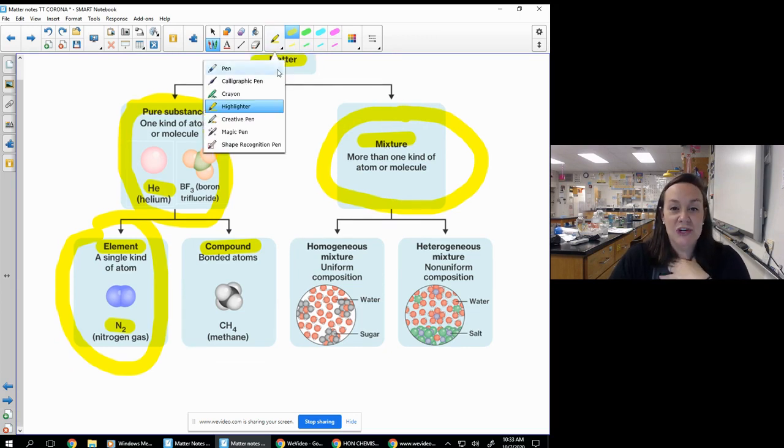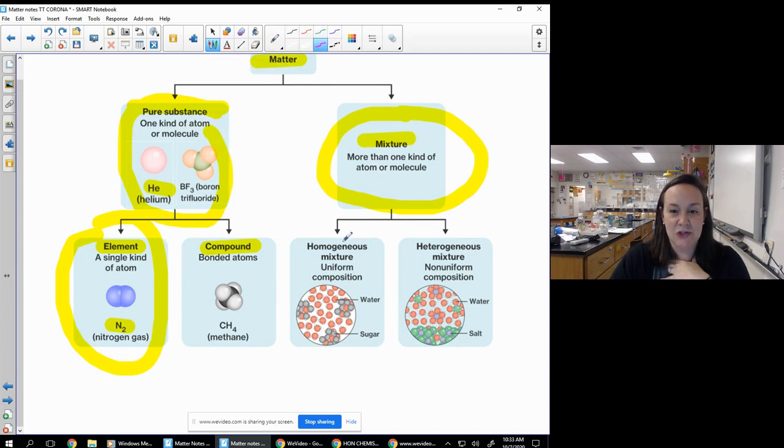Then we had homogeneous and heterogeneous mixtures. Homogeneous look the same throughout, so you can't see the pieces and parts. And heterogeneous is where you can see the different parts of the mixture.